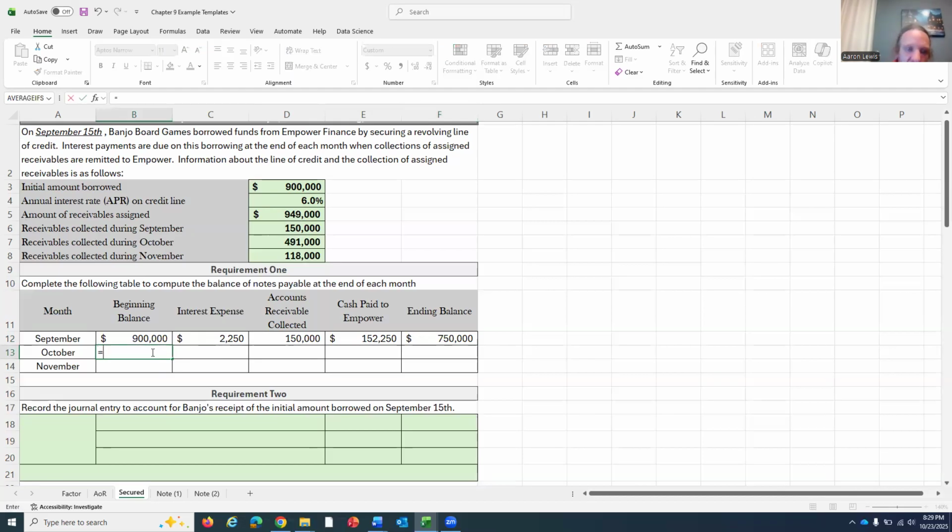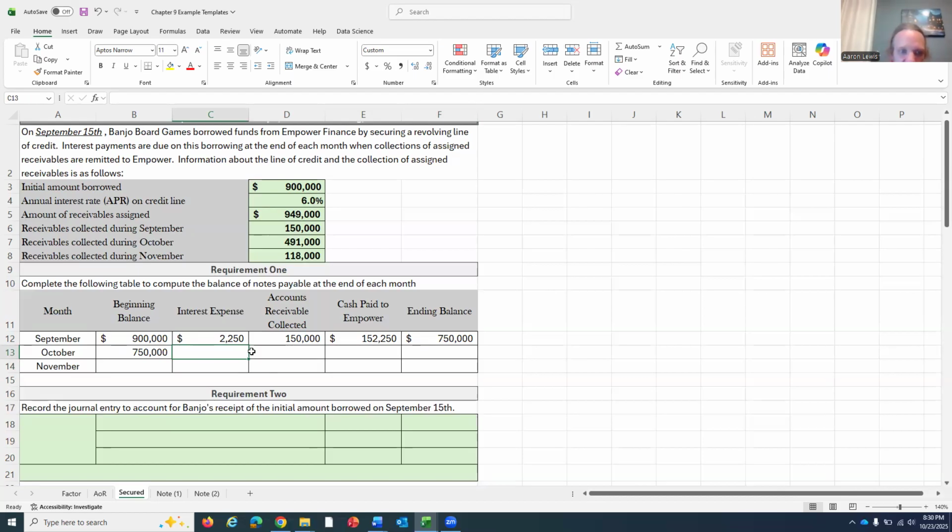For October, whatever you end one period with, you begin the next period with. So we're going to begin this with 750,000. Now I don't have to do that goofy thing where only half of a month passed. We'd be ticking interest on this for the entire month of October, while this loan is outstanding.